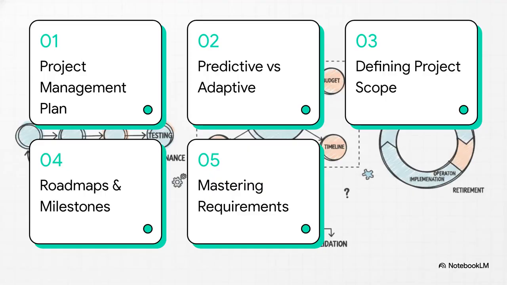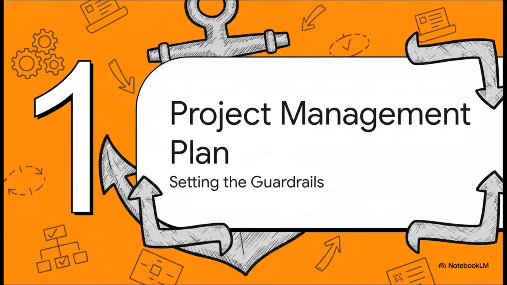To make sense of all these overlapping terms, we're going to follow a concept to application funnel today. Here's our agenda. We'll start with the project management plan, compare predictive versus adaptive approaches, look at defining your project scope, map things out with roadmaps and milestones, and finally, finish up with mastering project requirements. Let's get to it. Starting off with Section 1, the project management plan, setting the guardrails.